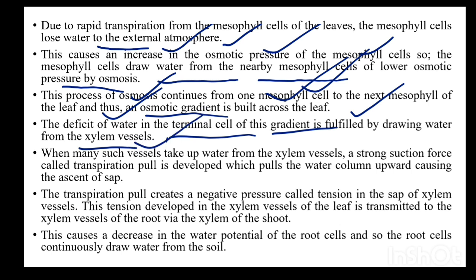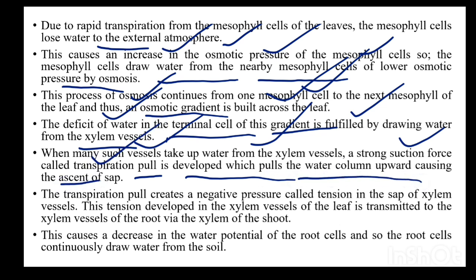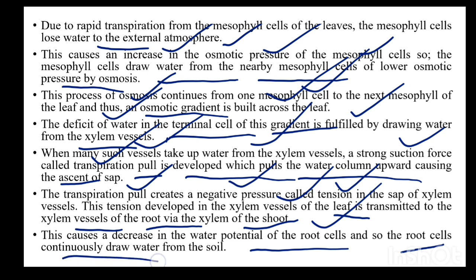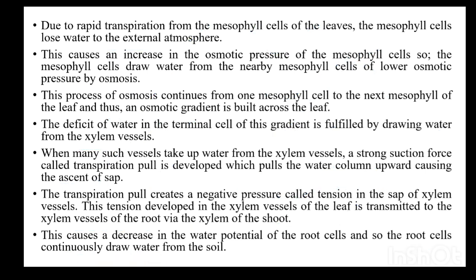When many such cells take up water from xylem vessels, a strong suction force called transpiration pull is developed, which pulls the water column upward, causing ascent of sap. The transpiration pull creates a negative pressure called tension in the sap of xylem vessels. This tension developed in the xylem vessels of the leaf is transmitted to the xylem vessels of the root via the xylem of the shoot. This causes a decrease in water potential of root cells. So root cells continuously draw water from the soil. So this is how the transpiration pull theory explains how the ascent of sap takes place.